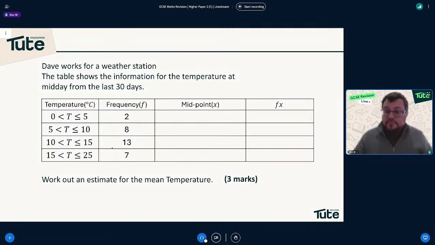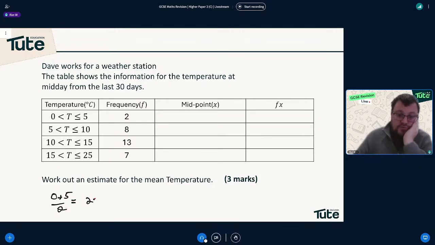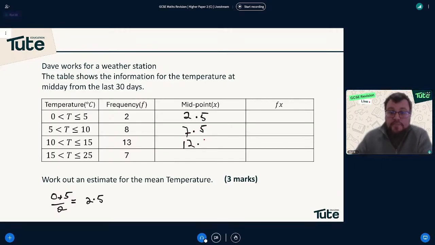My advice is to create new columns. This is estimating the mean. You're going to have to find the midpoint. Now, the midpoint is your range divided by 2. So 0 plus 5 divided by 2 is equal to 2.5. The midpoint of this group is 2.5. Now, most people will see this and think, okay, so this has to be 7.5, and this has to be 12.5, and this has to be 17.5.